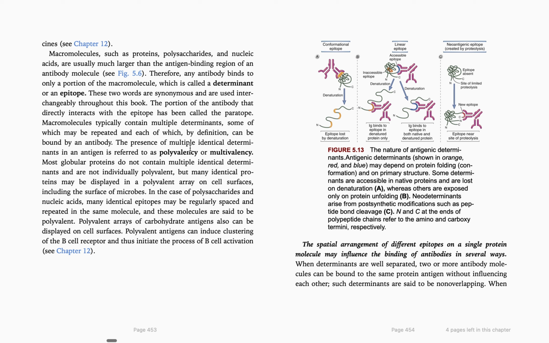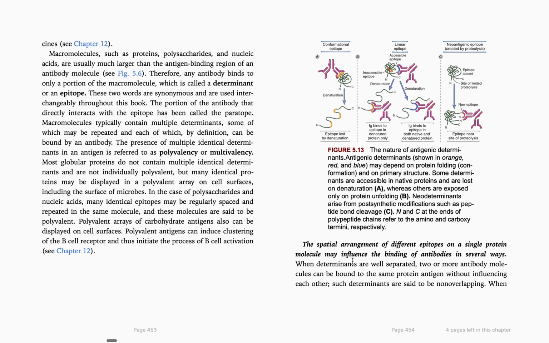So we look at this, the presence of polyvalence. The presence of multiple identical determinants in an antigen is referred to as polyvalence or multivalence. And we have what are called repeated molecules, either carbohydrate or amino acid, which are called polyvalent.